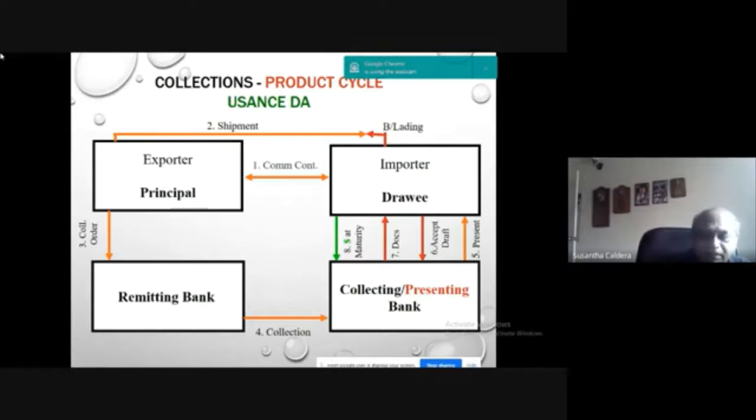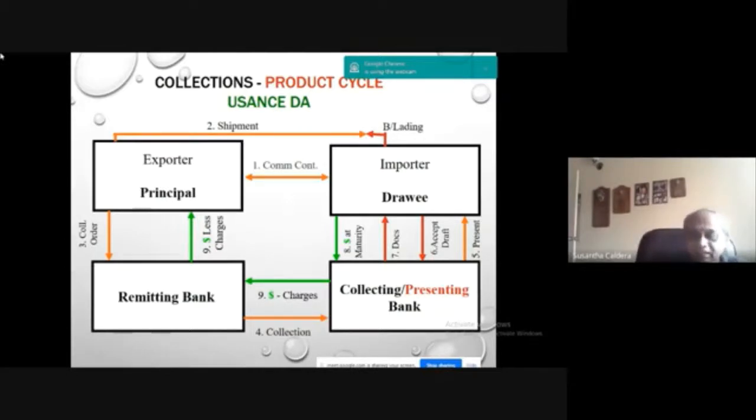Then, once the bills are settled, we deduct our charges. Collecting bank, we have bank charges. So they will deduct our charges and send the money to the remitting bank. Then the remitting bank will release the money to the exporter, deducting their charges. Worldwide the banks are not charitable organizations. We are doing a business. That is why we have to deduct our charges for our service.